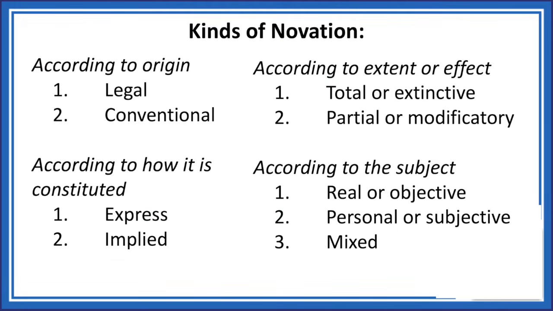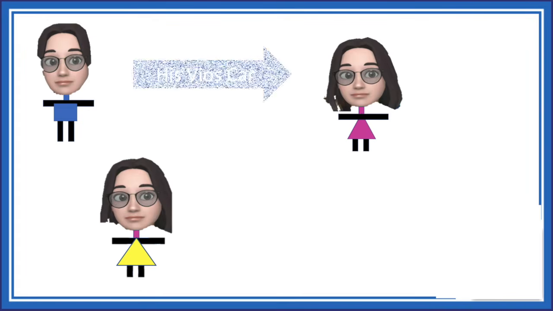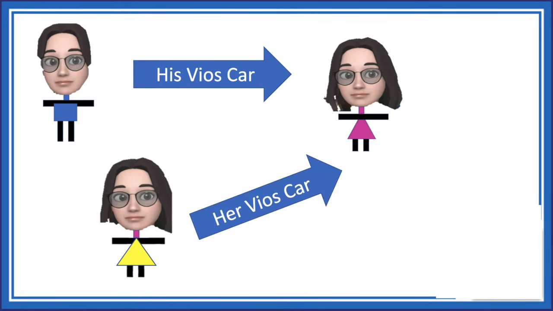Tapos, yung last is yung mixed. When you say mixed, eto yung object or yung principal condition ng obligation and pati pa yung debtor or yung creditor are changed. So, mix ng objective tsaka subjective. So, okay, combination noong dalawa. Example, Pogi promised to deliver his Vios car to Ganda. Tapos later on, Pogi, Ganda, and Beauty agreed na instead na yung Vios car ni Pogi ang ibibigay kay Ganda, si Beauty na ang magbibigay ng kanyang Toyota Vios car kay Ganda. So, there is a mixed novation kasi yung object first, yung object na change. Instead na yung Vios car ni Pogi, yung Vios car na ni Beauty.